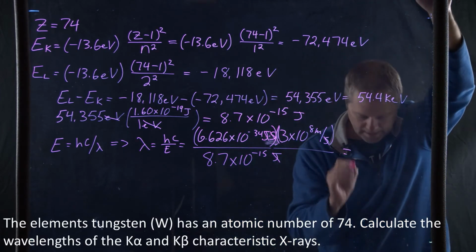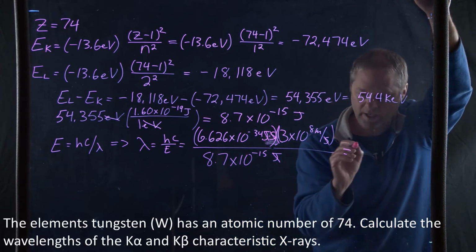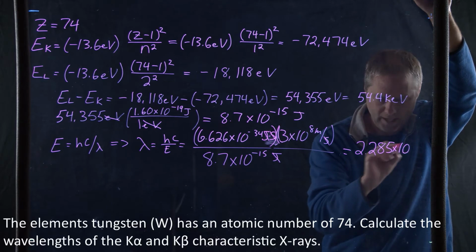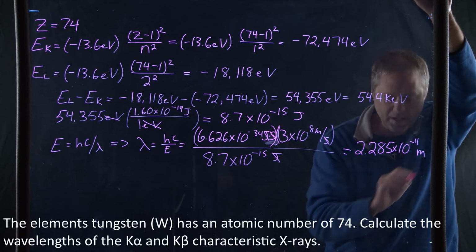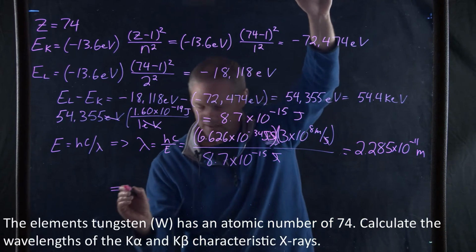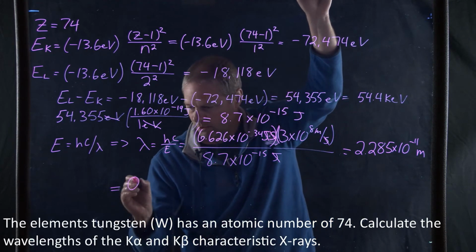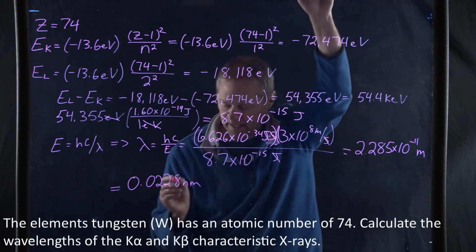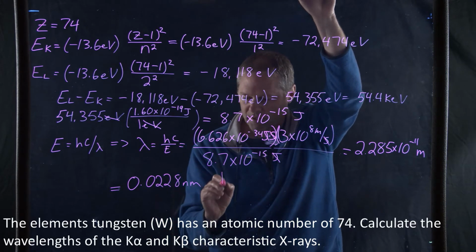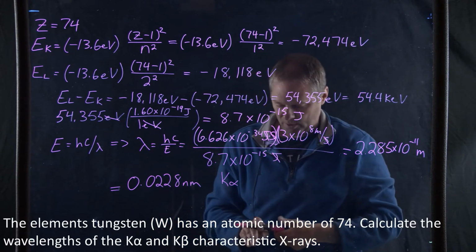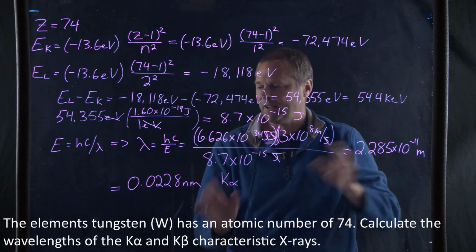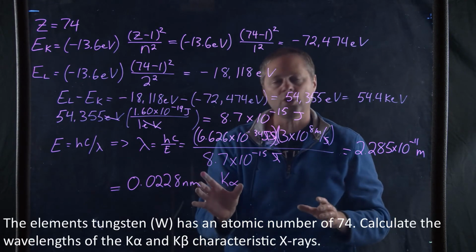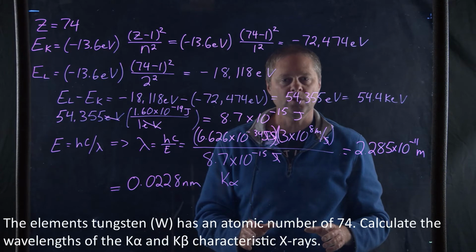And what we end up getting here is 2.285 times 10 to the negative 11th meter, or we can say this is equal to 0.0228 nanometers, which is the wavelength for the K alpha line. Now for the second part, I've run out of board space here, so I'm going to erase the board and we'll go on and determine the K beta line.